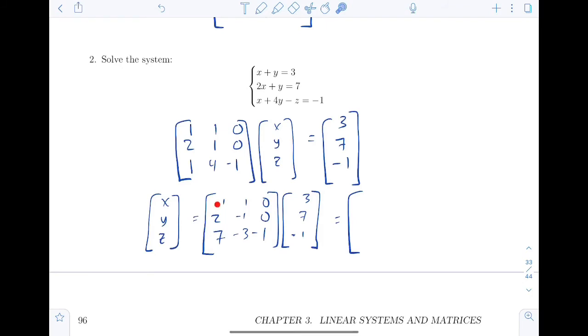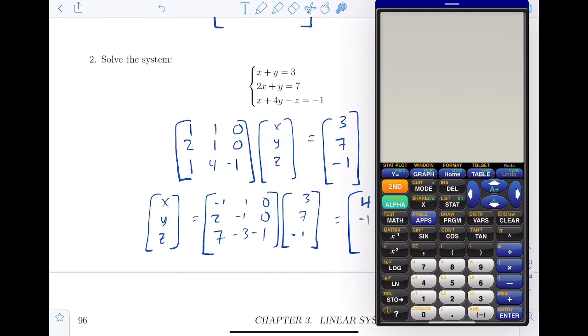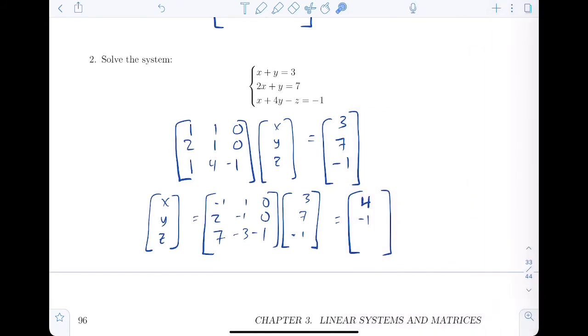So in the first spot, I have -3 plus 7 is 4. Then 2 times 3 is 6 minus 7 is -1. And then the last one, let's see if I can do this. I might cheat a little bit. 7 times 3 is 21 minus 21. Oh, that's easy. Those are both negative, so that's just 1. Right? 7 times 3 is 21. Negative 3 times 7 is 21. Those both cancel. And then negative 1 times negative 1 is positive 1.